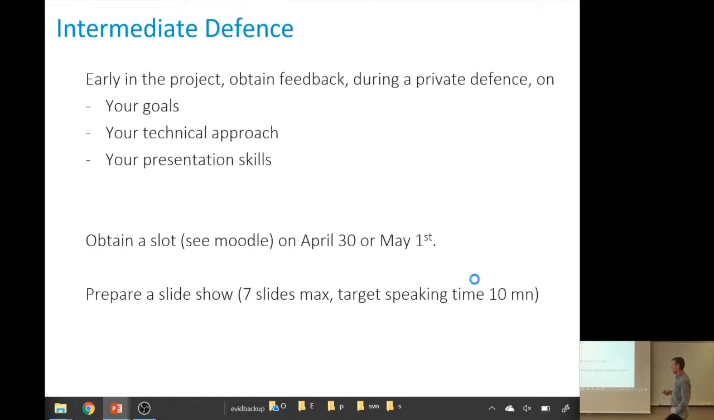You should all obtain a slot on Moodle. If you really have a hard exception, we will handle them out of band. If some of you cannot really make it for one of those 2 days, we'll find you a private slot. But otherwise, please use Moodle.